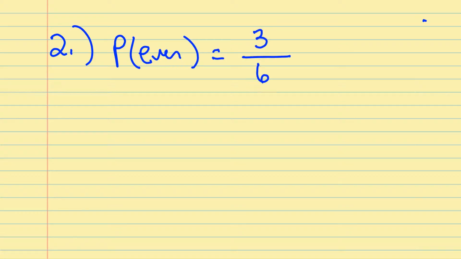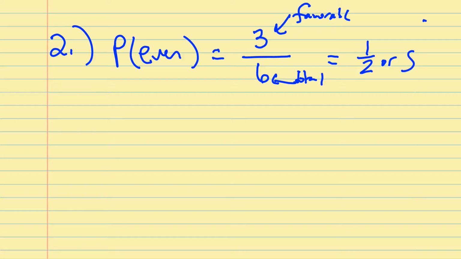Okay? Alright, number 2 is the probability of an even number when you roll a die. Now remember, there's going to be 3 even numbers, 2, 4, and 6, out of the 6 total. Alright, so that's our favorable. That's our total. Now I'm just going to break that down into either 1/2 or you could put 50%. You can even put 0.5 if you want.